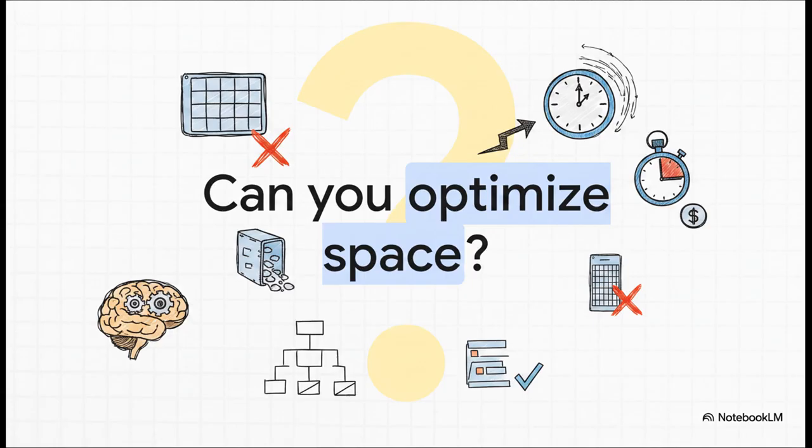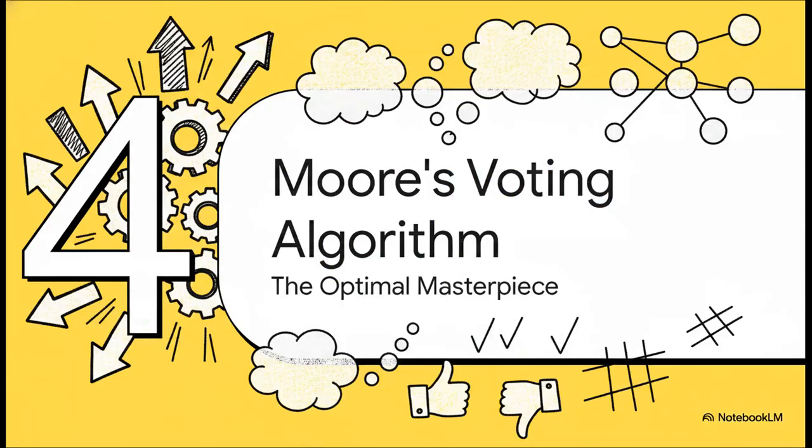And right on cue, your interviewer leans in, kind of squints, and asks, wait, you're using additional space? Can you optimize this? This is it. This is the ultimate test. They want that lightning-fast execution time, but there is no way they're letting you pay for it with an extra memory tax. This is where the magic happens. Section 4, Moore's voting algorithm.